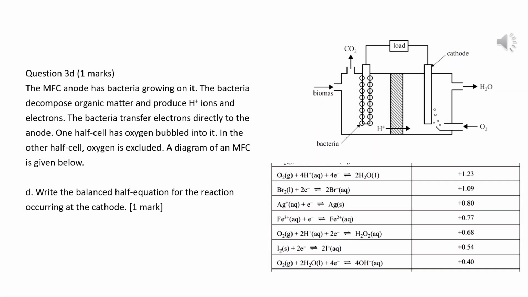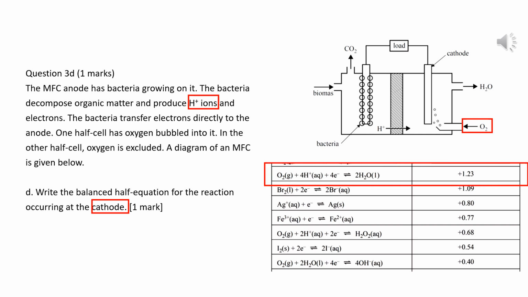This cell is running in an acidic electrolyte. Question 3D asks the student to write the half equation at the cathode. Oxygen is always an electron receiver in the cathode. Since the electrolyte is acidic, we select the equation of plus 1.23 volts. Some students may select the equation of plus 0.68 volts to produce hydrogen peroxide, but this is incorrect because its electrical potential is lower than that of plus 1.23.